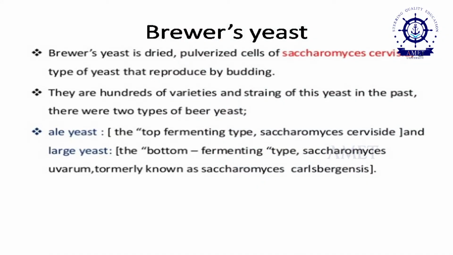So, brewer's yeast is usually given in bakery products to ferment bread, buns, etc. These types of yeast, like Saccharomyces cerevisiae, are pulverized cells of Saccharomyces yeast. They are dried and usually produced by budding.